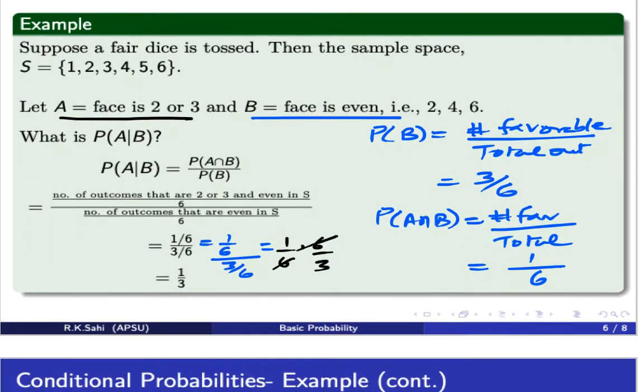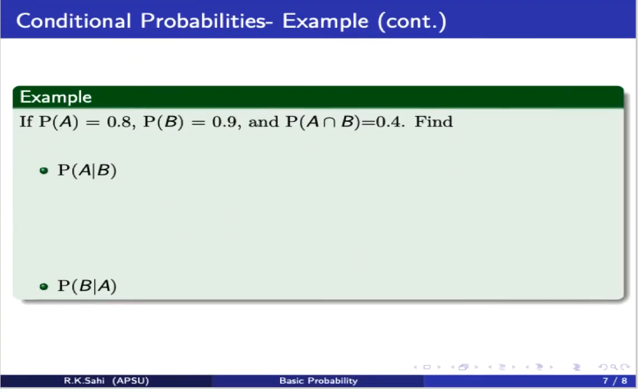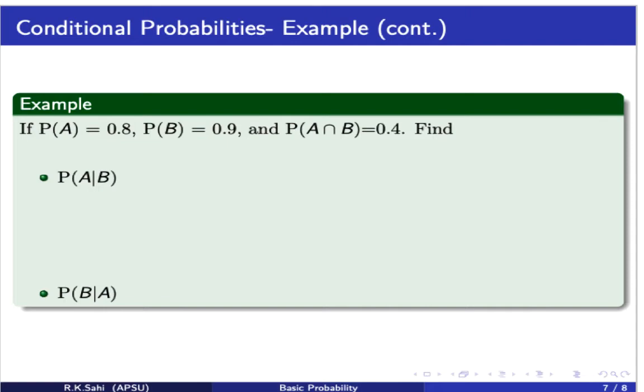Now let's look at another example. Here, we are given probability of A to be 0.8, probability of B to be 0.9, probability of A intersection B to be 0.4. We would like to find the probability of A given B. Remember, the vertical line means given. Now we remember the formula. This is always in the numerator: A intersection B over probability.